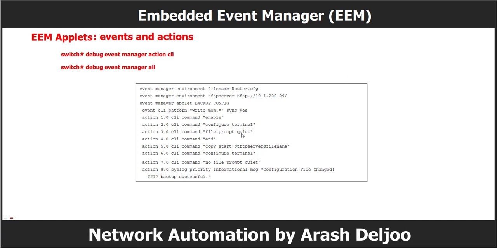The file prompt quiet command disables the IOS confirmation mechanisms that ask to confirm a user's action. The priority and facility of the syslog message can be changed to fit any environment's alerting structure. For example, here we use informational.